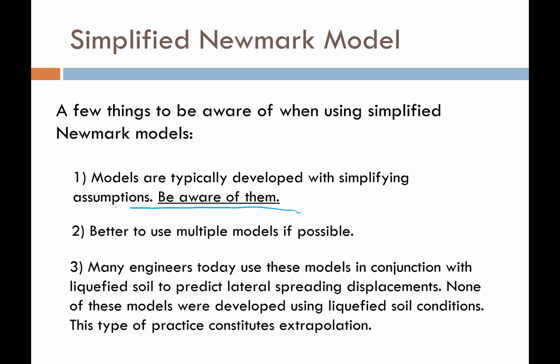In order to account for epistemic uncertainty in our prediction of seismic slope displacements, it's best if you use multiple models. I've seen problems happen when engineers develop their favorite model and they just stick with it, but they ignore the other ones because they don't like the deformations that are predicted from those other models. It's best to use multiple models in order to try to capture the epistemic uncertainty in your problem.